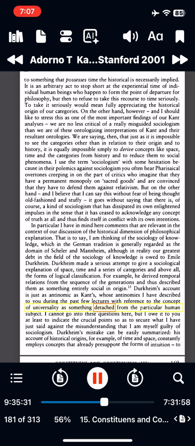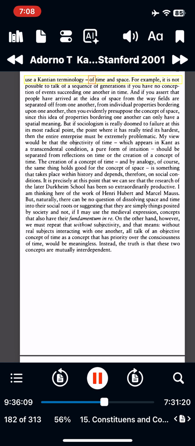As something detached from the particular human subject. I cannot go into these questions here, but I owe it to you at least to indicate the crucial points so as to secure what I have just said against the misunderstanding that I am myself guilty of sociologism. Durkheim's mistake can be easily summarized. His account of historical origins, for example, of time and space, constantly employs concepts that already presuppose the forms of intuition, to use Kantian terminology, of time and space.